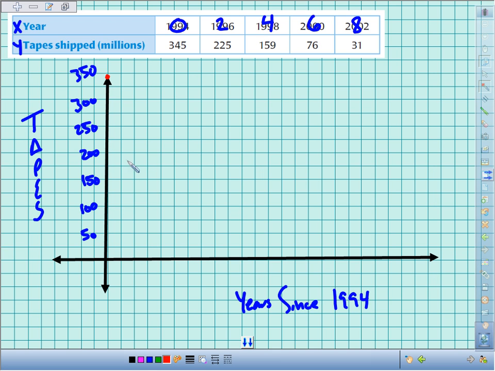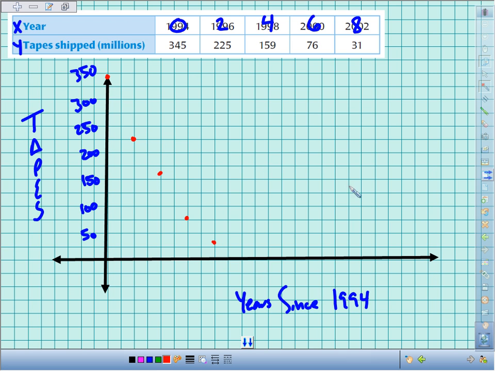2, 225. That one we can hit right on the nose. 4, 1, 2, 3, 4, 159. Okay, 159. There's 175. Sure, right about there. Close enough. 6, 76. Okay, 100, 75, just a little more than 75. And 8, 31. 8, there's 25, sure, right about there.